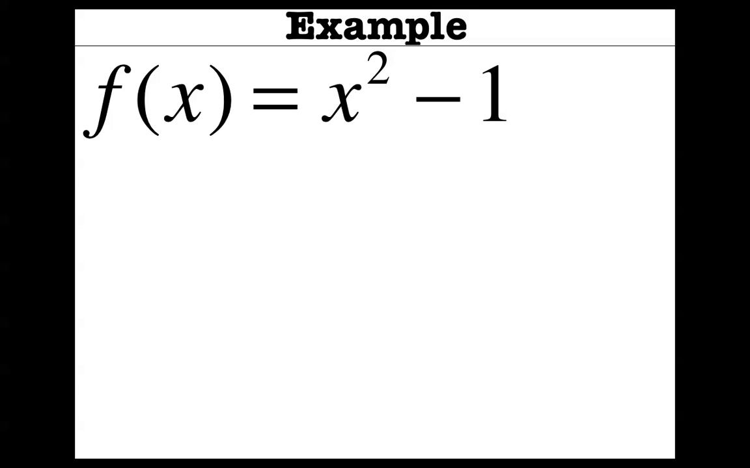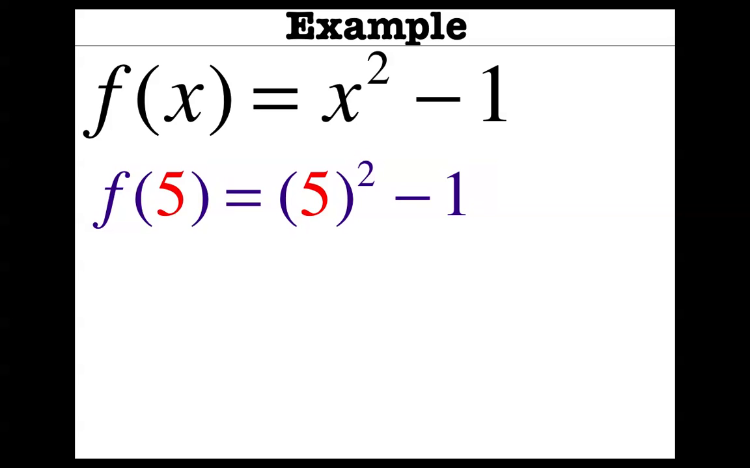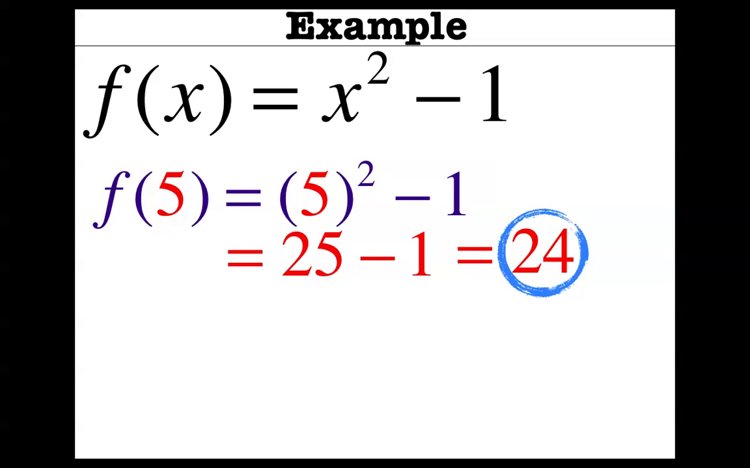So here's another example, and here's a more complicated function. f of x equals x squared minus 1. So find f of 5. That means wherever there's an x, you plug in a 5. So I'm going to plug a 5 in for the x, and since the x is getting squared, the 5's going to get squared, which is 25, and then we're going to subtract 1. So f of 5 comes out to 24.